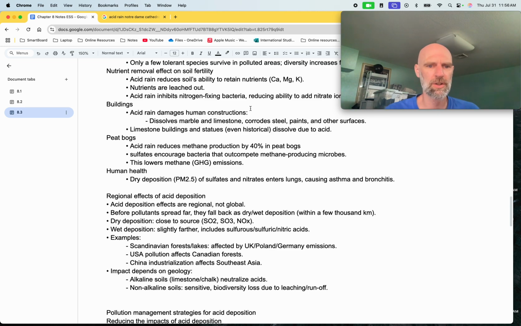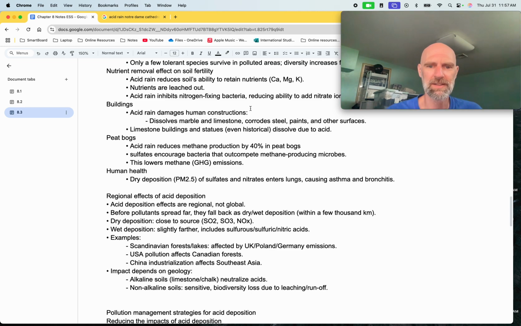Wet deposition and dry deposition close to the source are your sulfur dioxides, SO3, and nitrous oxides. Wet depositions are slightly farther and include sulfurous, sulfuric, and nitric acid. Still not reaching Dublin if you're from New York City. Example: Scandinavian forest lakes affected by UK, Poland, and Germany emissions. That is more regional, still within the continent.